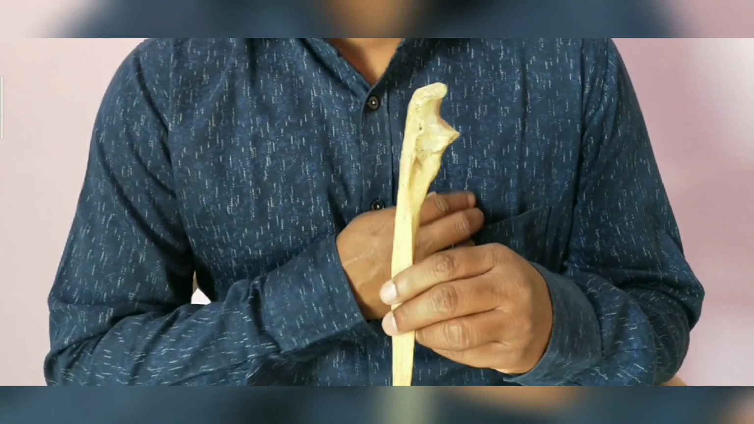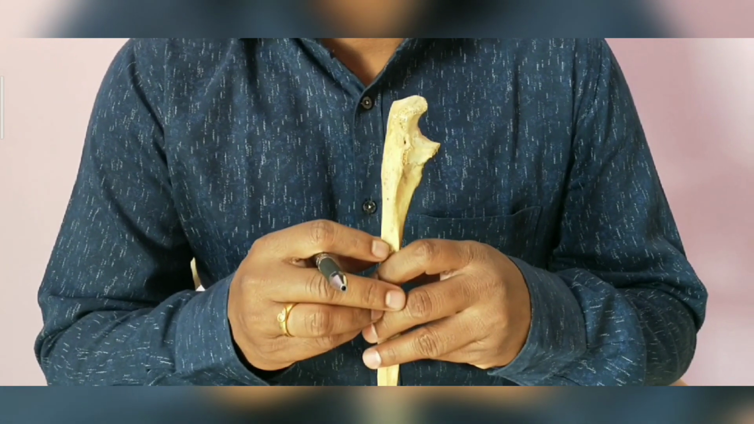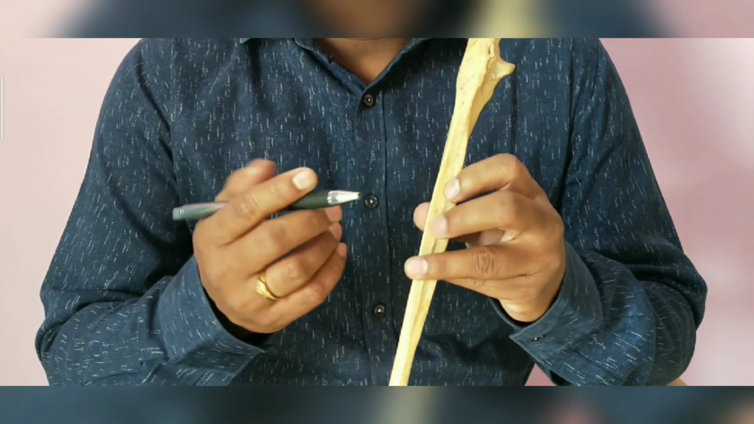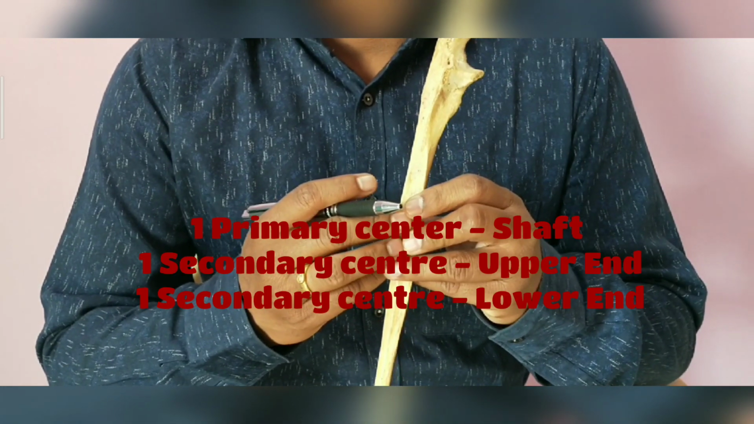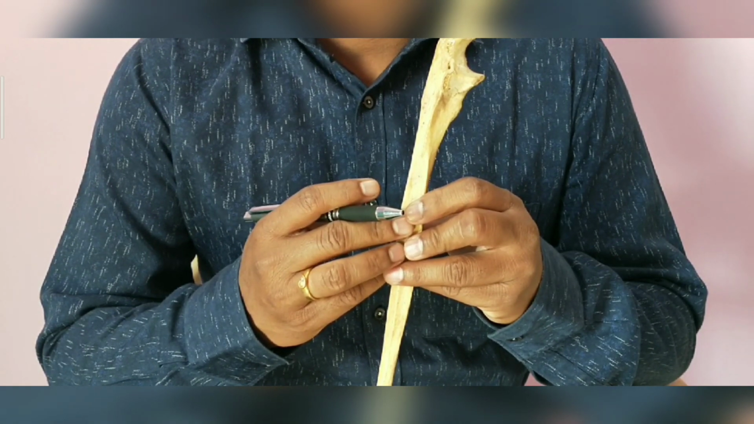Now the ossification of the ulna. The ulna ossifies from one primary center and two secondary centers. One primary center for the shaft appears at 8 weeks of intrauterine life.